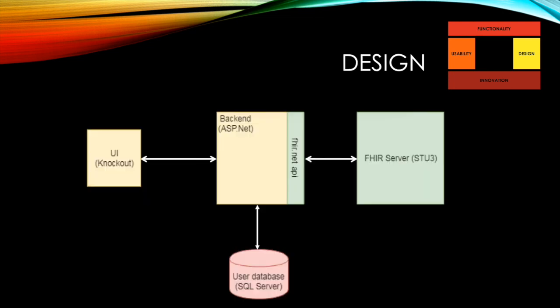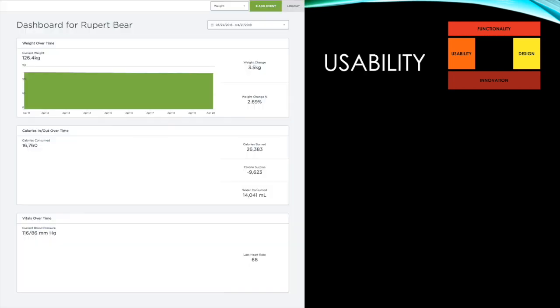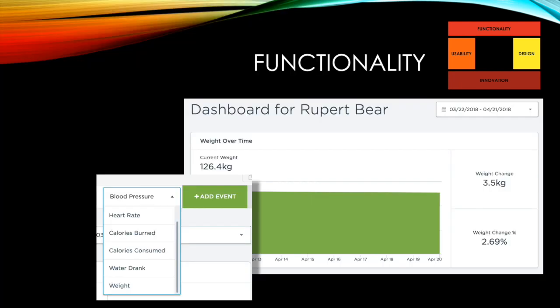The design is based on the architecture we presented on Deliverable 2. The UI design is uncluttered and simple, providing a high degree of usability. At a high level, the app guides the user to keep track of 6 observation groups: blood pressure, heart rate, calories burned, calories consumed, water drank, and body weight.